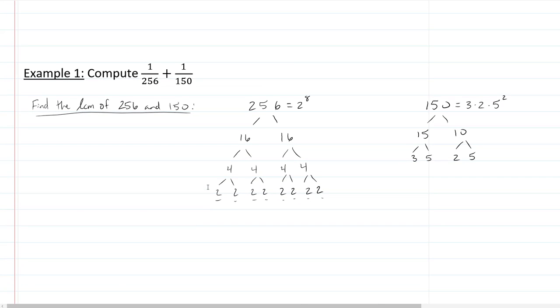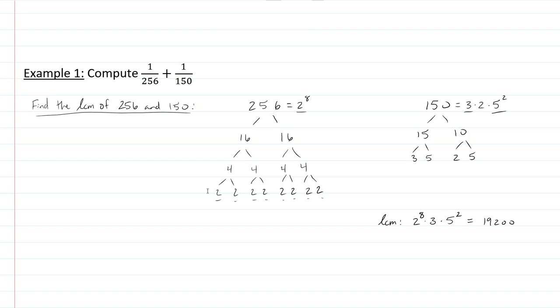To find the LCM, I have to have the largest power of each unique factor. So let's go through what unique factors we have. We have 2s, we have 3s, we have 5s. What's the largest power of 2? Well, it's 8. So 2 to the 8th is in the LCM. The largest power of 3 is 3 to the 1st, so we leave that alone. And the largest power of 5 is 5 squared. So our LCM ends up being 2 to the 8th times 3 times 5 squared. This is actually, if you type this into a calculator, 19,200.